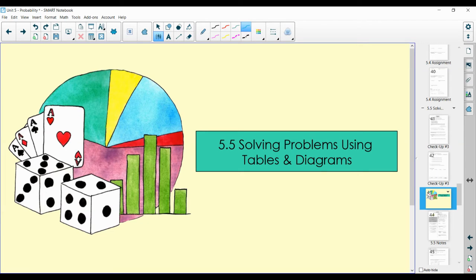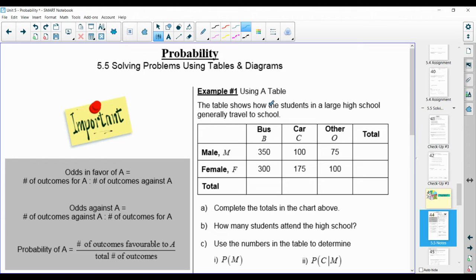Welcome back. Today we're going to be looking at topic 5.5, and this topic is looking at solving problems using tables and diagrams. So mathematically, I'm not going to be showing you much different today, but I am going to show you some strategies to use tree diagrams and charts or tables to solve some of our probability problems.